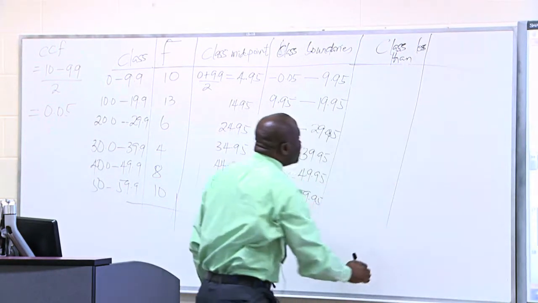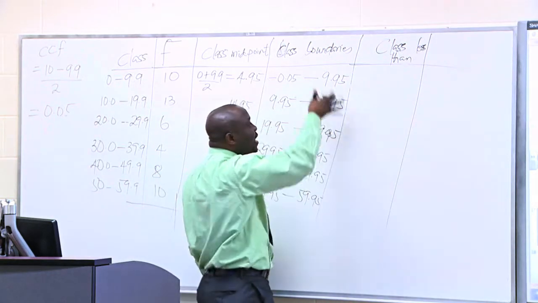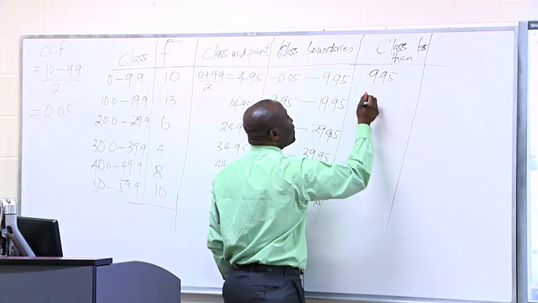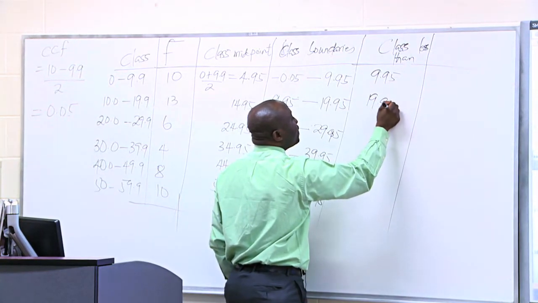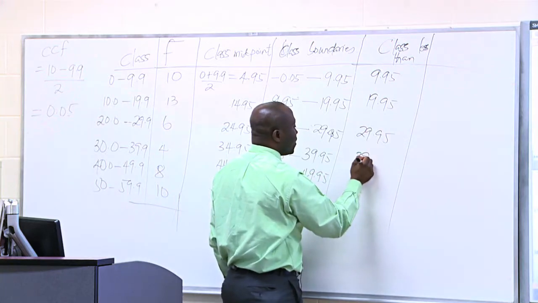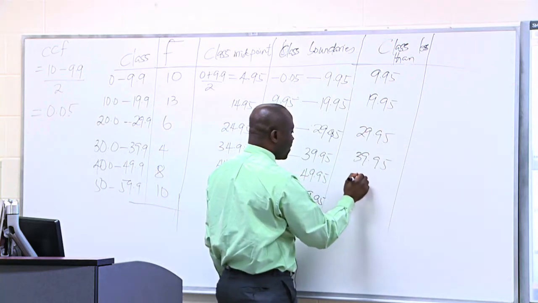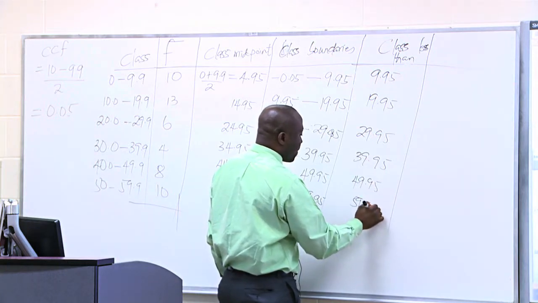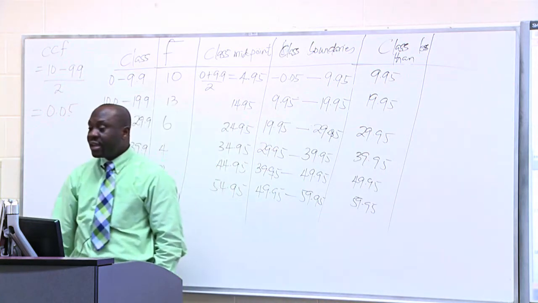The upper boundaries. So help me list them. What are the upper boundaries here? 9.95, 19.95, 29.95, 39.95, 49.95. Boom. These are the class less than.